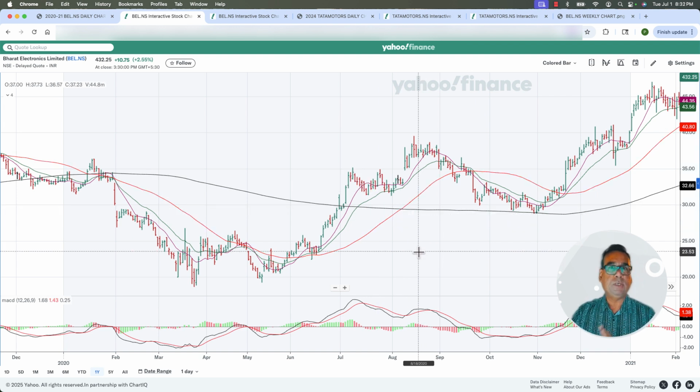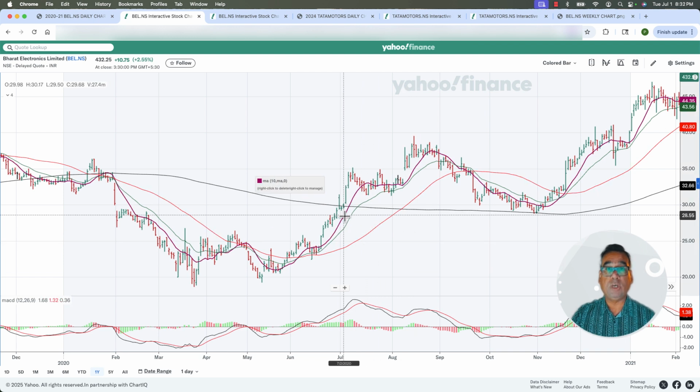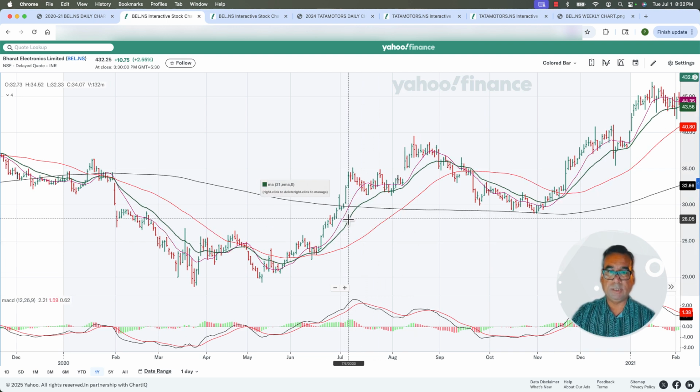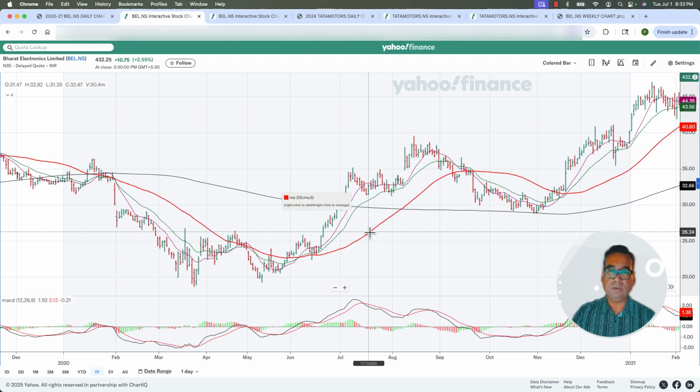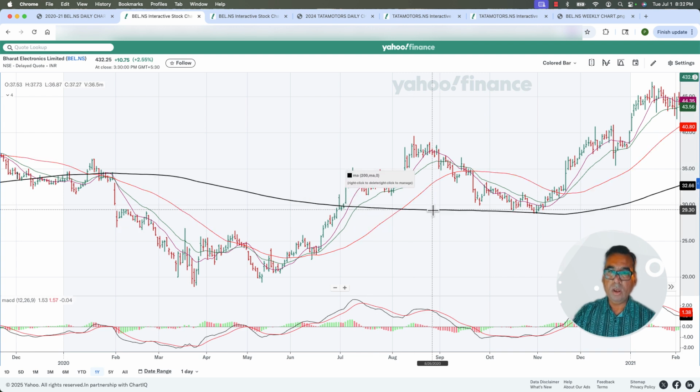So in this chart, I'm using 4 moving averages. Just like I mentioned in my video on moving averages, I use a 10-day simple moving average, which is this maroon color line. I have this 21-day exponential moving average, which is this green line. And I have this 50-day simple moving average, red line, and 200-day moving average, black line.